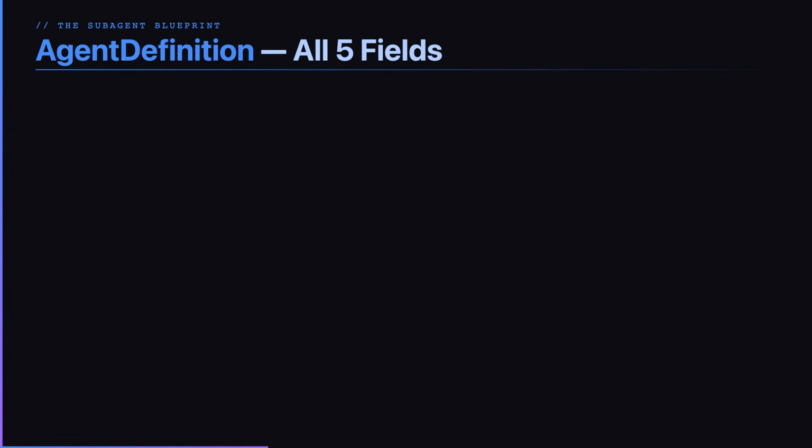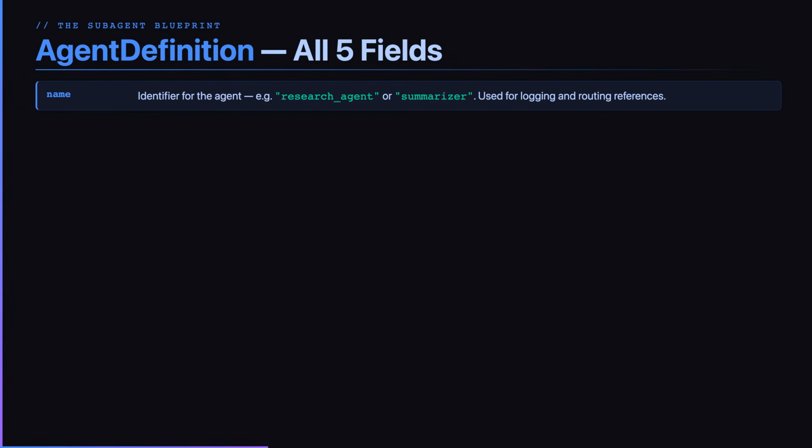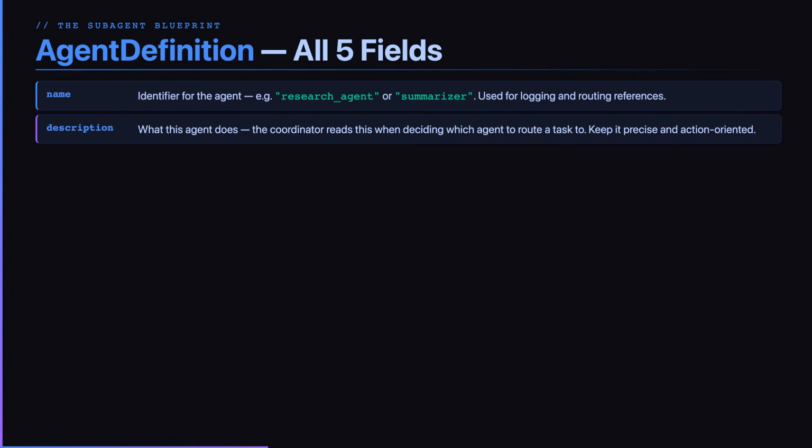Before you can spawn a subagent, you define it with AgentDefinition. It has exactly 5 fields, and the exam tests all. First, name. This is the identifier for the agent, something like research_agent or summarizer. Keep it descriptive. Second, description. This tells the coordinator what the agent does. The coordinator reads this when deciding which agent to route a task to.